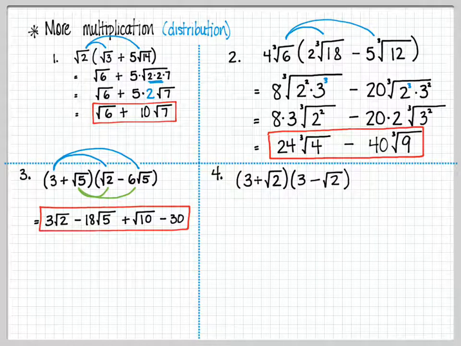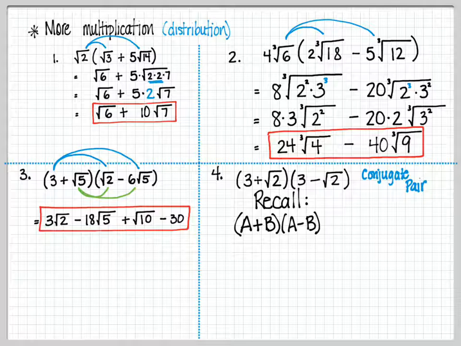In problem number 4. Oh, look at those. I've got 3 plus the square root of 2 times 3 minus the square root of 2. There's something very important about those two groups. It's a conjugate pair. Because I'm adding, it's 3 and root 2. And in one case I'm adding those, in the other case I'm subtracting them. And recall that when we are ever multiplying the conjugate pair, a plus b times a minus b, we always get a squared minus b squared.